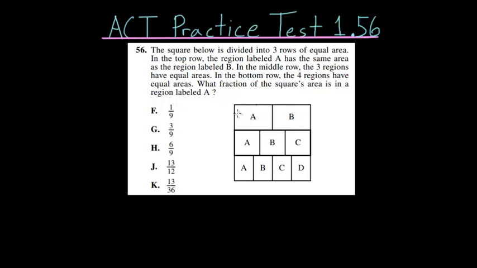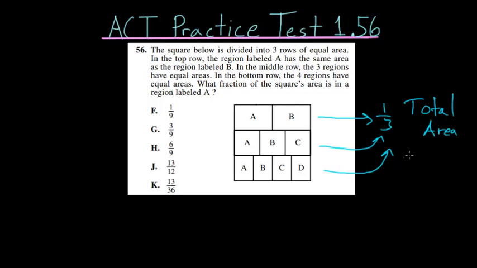So all we need to do is figure out how much each of these regions labeled A take up in terms of area compared to this entire square. To solve this, we know that each of these rows take up 1/3 of the total area. So for instance, this row up top containing just A and B is 1/3 of the total area. We can say the same thing about this row containing just A, B, and C, and this last row on the bottom. So each of these take up 1/3 of the total area.